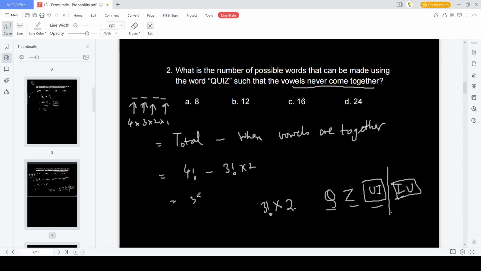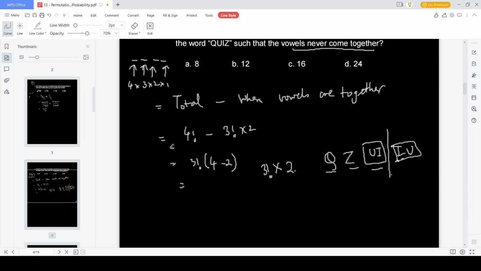Here I can take 3 factorial common. 4 factorial is nothing but 3 factorial into 4, right? So this becomes 4 minus 2, so that becomes 2 factorial. 3 factorial is 6, into 2 is 12. So that is the answer.